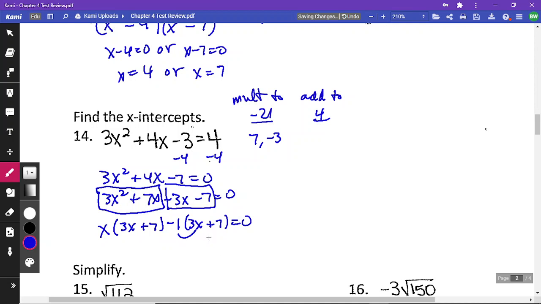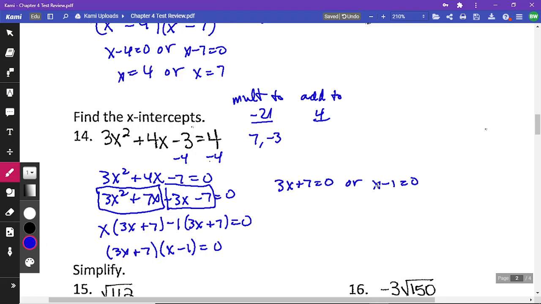We factor out the 3x plus 7 from each of those terms, from each of those products, I should say. And from the first product, which is here, what's left is x, right? From the second product, which is here, after we factor that quantity out of 3x plus 7, what's left is minus 1. And that's equal to 0. So I'll write it over here. 3x plus 7 equals 0, or x minus 1 equals 0.